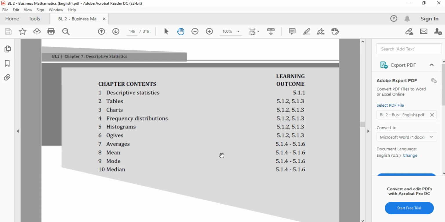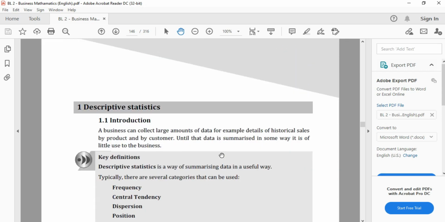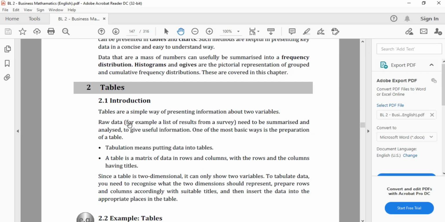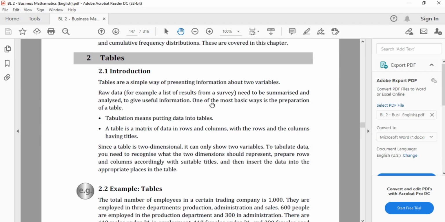What you need to learn from this chapter is how the statistics are created and how we could read those statistics to make business decisions. Having said that, let's start with tables. So tables, very easy.